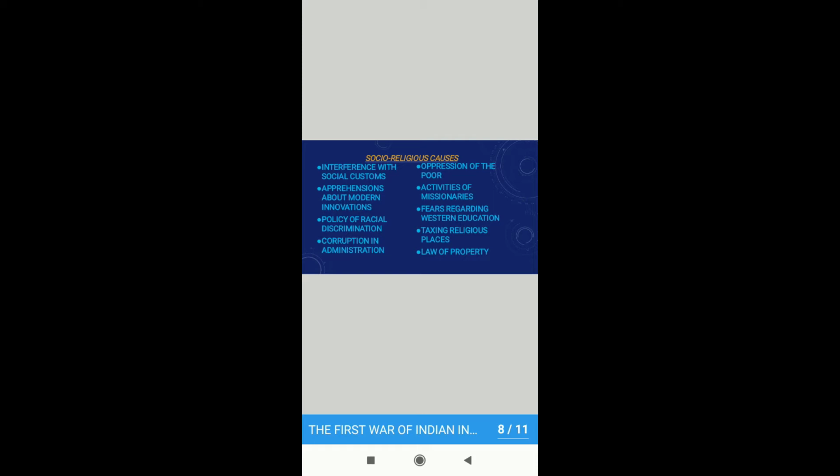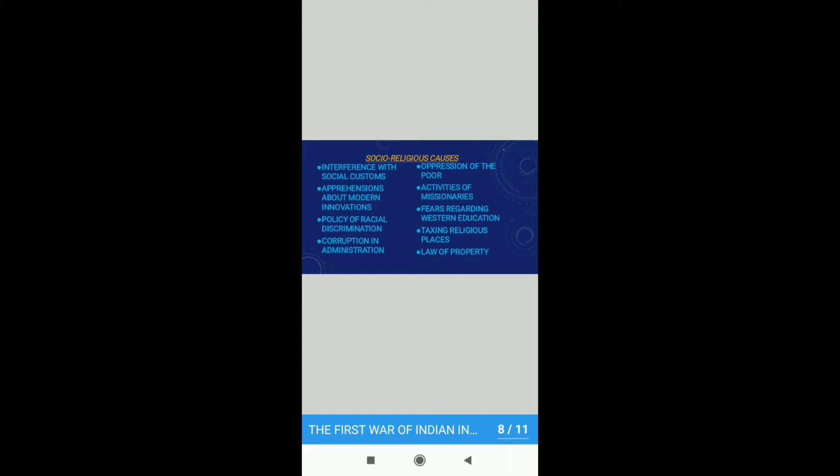People were suspicious of the introduction of modern innovations like railways and telegraphs. We know that these railways and telegraphs were introduced by the British, and they introduced these innovations in India for their own purposes. For transporting their goods easily, they introduced the railways. And for easy communication, they introduced a telegraph system in India. There were rumors that telegraph poles were erected to hang those who were against the British.